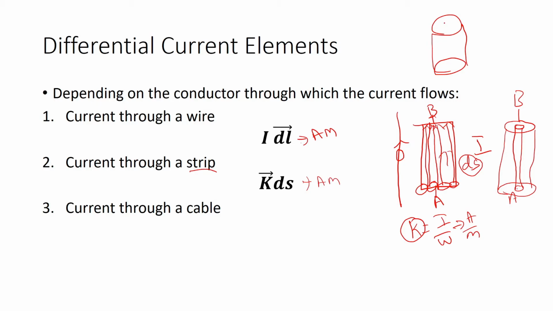So the current per unit cross-sectional area is defined as surface current density, which you have already seen. Surface current density is represented by J bar. Its direction would always be A to B. So the current element because of current through a cable would be J bar dv. Again, its units are ampere meter.